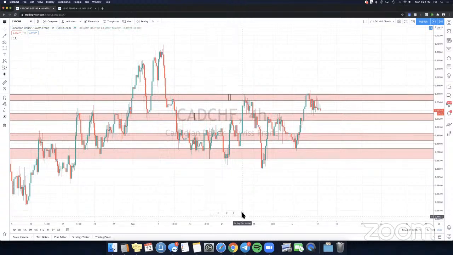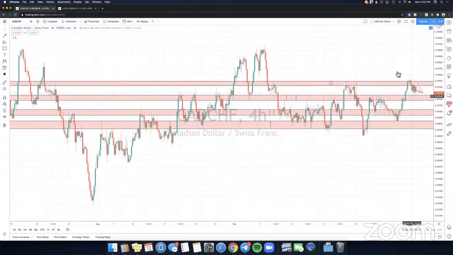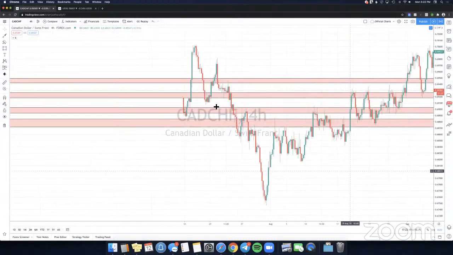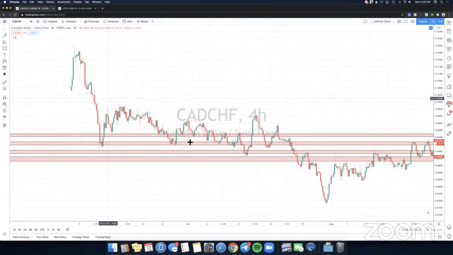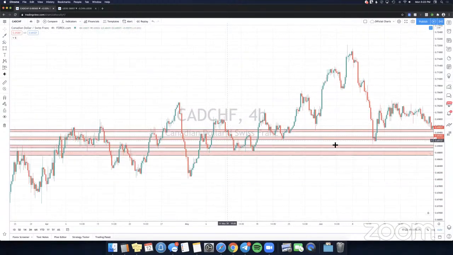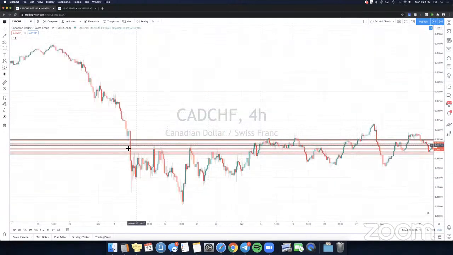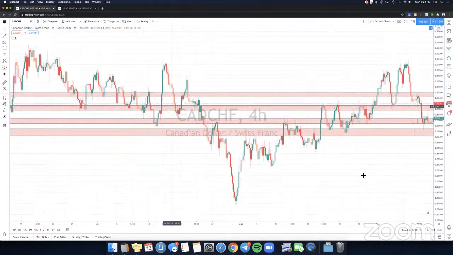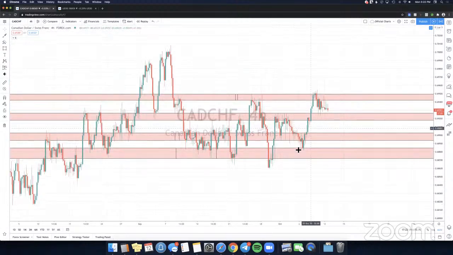And then you can see here that we have perfectly lined up zones. You can see these same zones that are being tested right here were tested way back in June, and then again in May. So you can see that these are strong zones: May, June, April. It's literally been tested the same area since March. So months ago, it came back to the same exact price point. So you can see how strong these zones are.